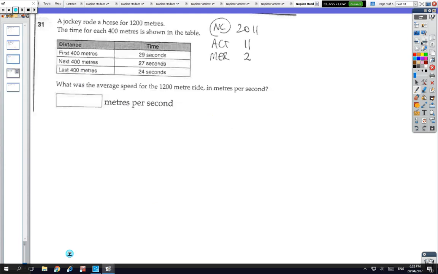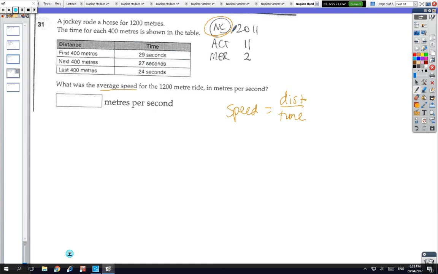Okay. Second last question. Different lots of 400, and it's the average speed. Just in case you're not too sure and you need to know, speed equals distance over time, and again, it's non-calculator. So see how you go with this one.